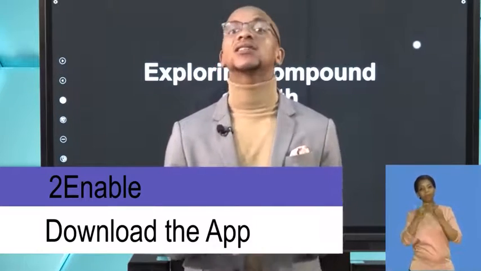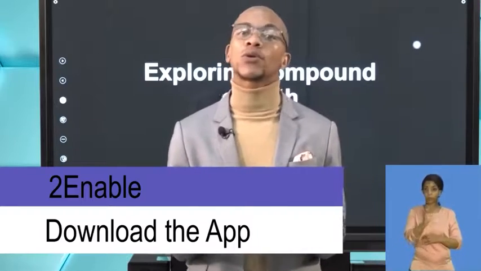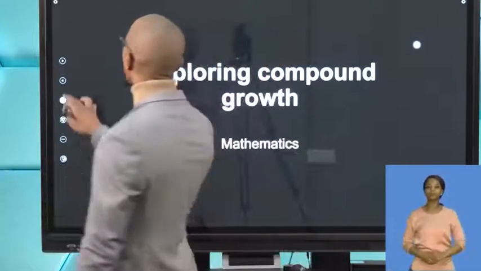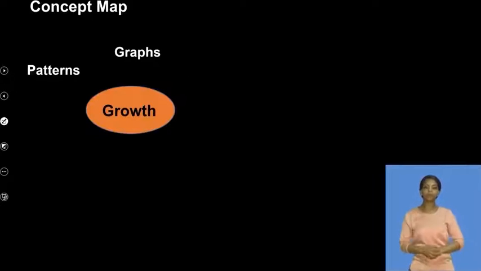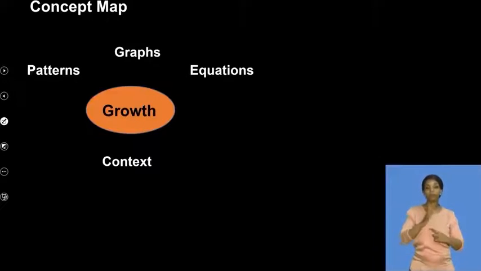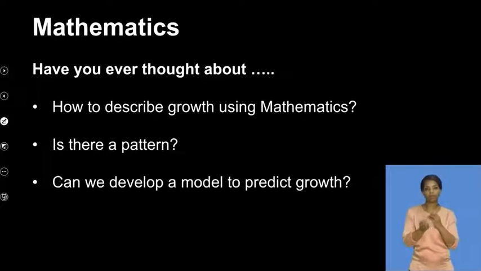But before that, let's just go back quickly and just recap on what we've done in our previous lesson. So we've looked at our big idea, which was growth, and then under growth we looked at what we call a pattern, the graphs and equations, and then the context played a very big role because we looked at society and then we looked at finance as well. And then what I wanted you guys to think about was, if we are describing growth using maths, we talk about whether there is a pattern, and we talk about whether we can develop a model to predict some growth.